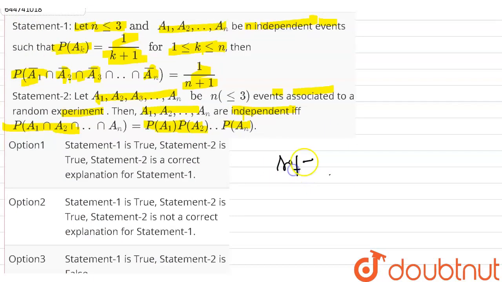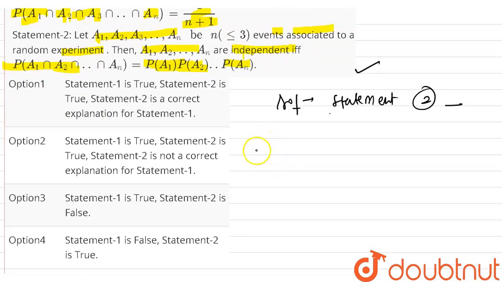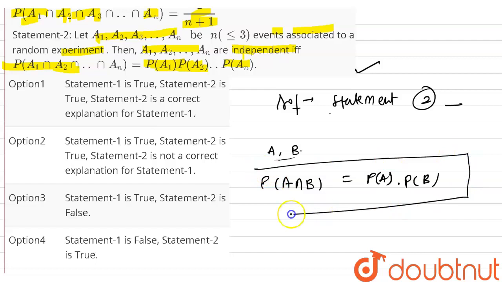So here, first of all, I'm talking about statement 2. My statement 2 is correct. How? Let me tell you. If we have two events, let's say event A and event B, both independent of each other, then the probability of the intersection can be given as P(A) times P(B). Hope you already know this basic thing. This is the basic definition for independent events. So this is what we already know for two events.